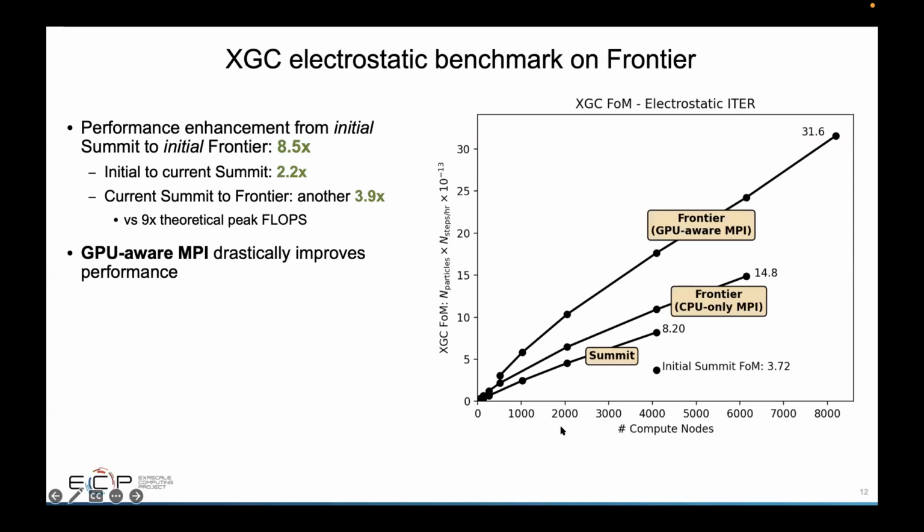So the figure is compute nodes on the x-axis and our FOM, which is basically particle steps per time. And you can see that Frontier does a lot better. Another notable timing here is that the CPU-only MPI is actually much slower. So we got a big benefit from using GPU-aware MPI.